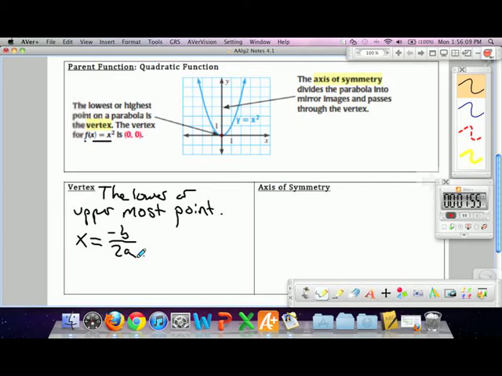And since the vertex is a point, if we know the x value, how are you going to find the y value? Y equals, plug in x to the equation.